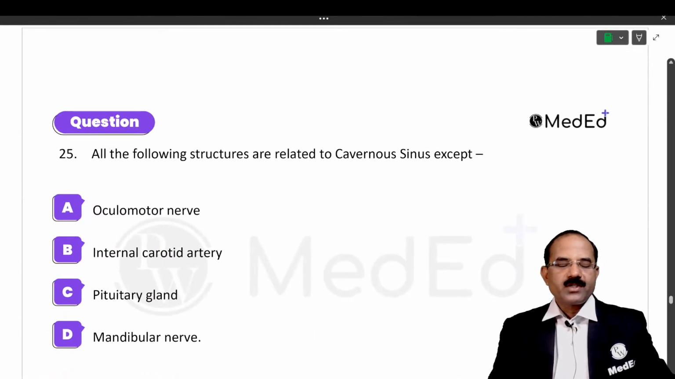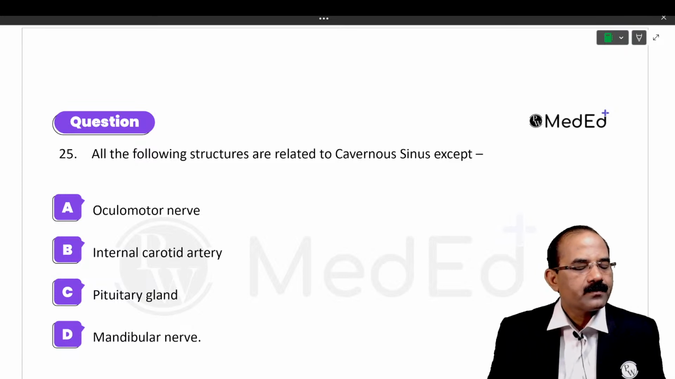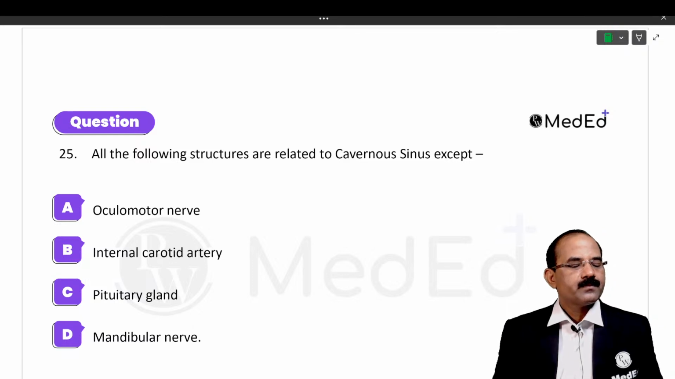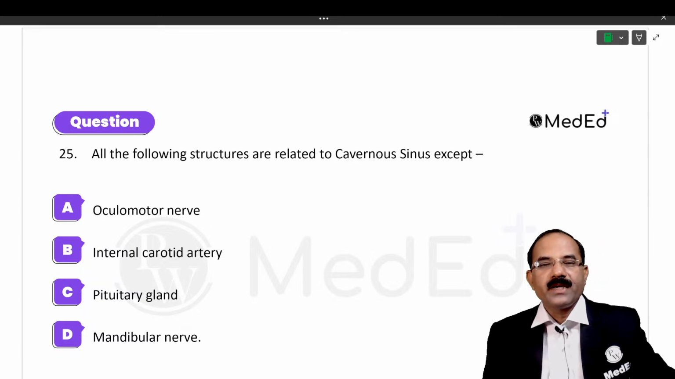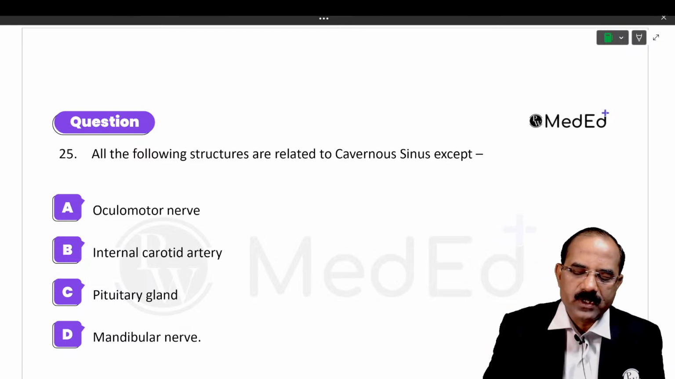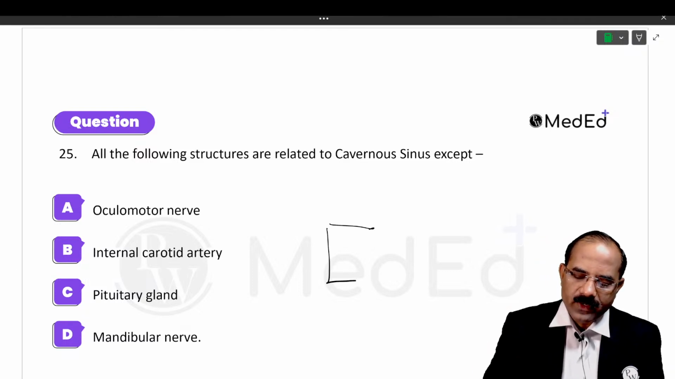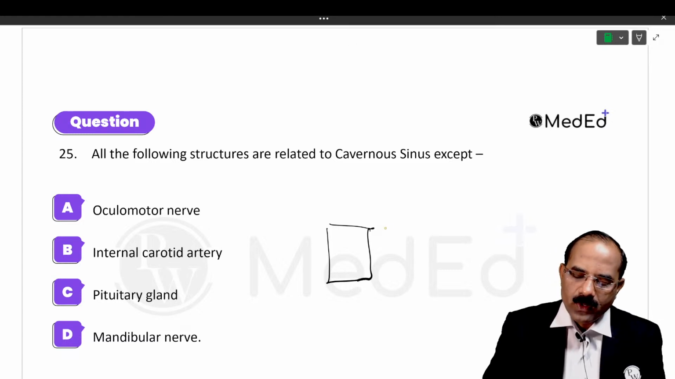All the following structures are related to the cavernous sinus except. Can you tell the relations of the cavernous sinus, children? Look, that's a cavernous sinus. On the medial side, what is this gland? This is the pituitary gland. On the medial side there is the pituitary gland.